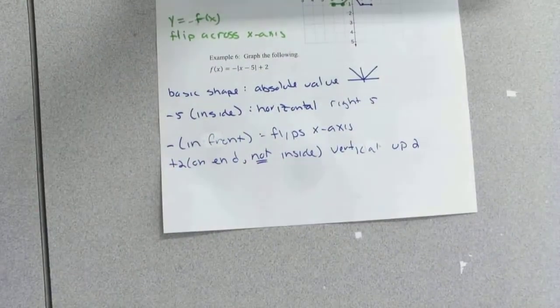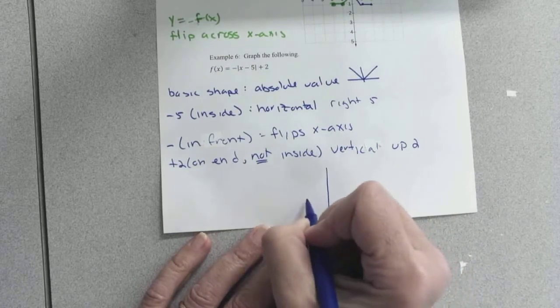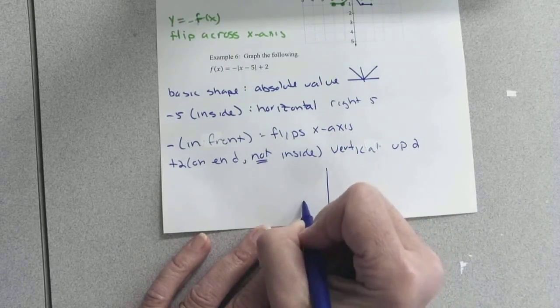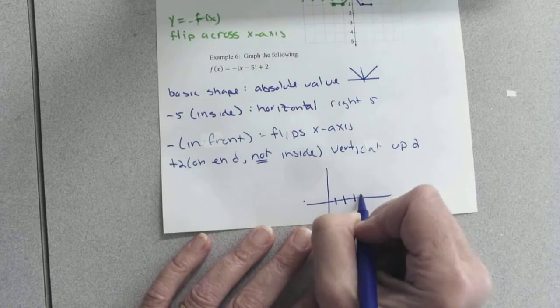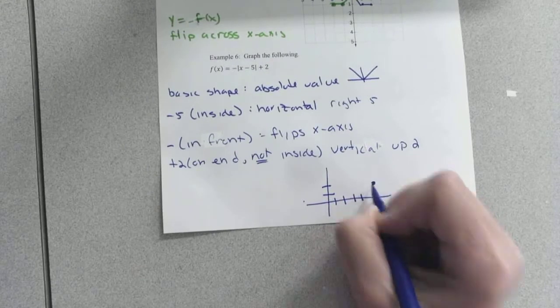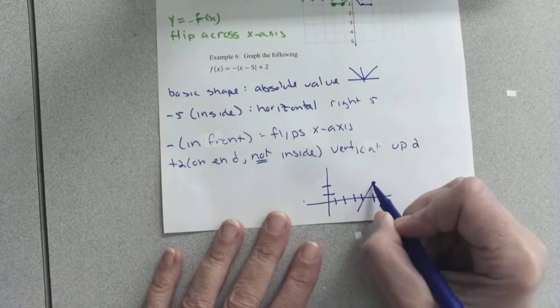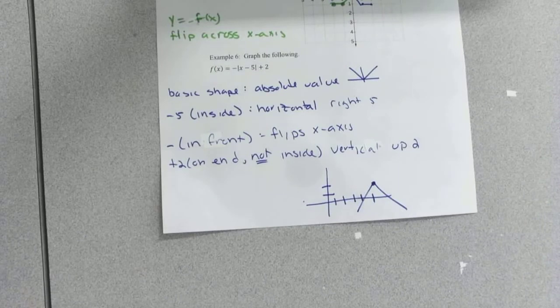So, almost out of room, that's okay. We don't need amazing works of art. So we're going to go right 5, up 2. So 1, 2, 3, 4, 5, up 2. There's where that new origin point is going to be. Right 5, up 2, and then instead of opening up, it opens down. And that's all I'm looking for. Just do what each thing says. Right 5, up 2, flip it.